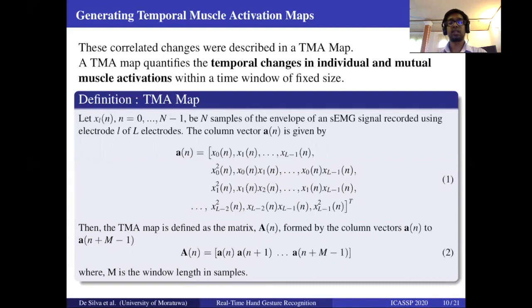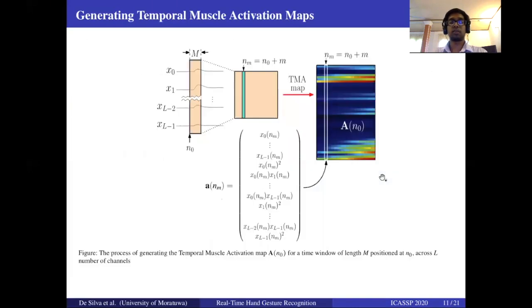And then after we compute these vectors for all the time points in that window, we order or concatenate these vectors according to their temporal order to arrive at our matrix, which we call the temporal muscle activation map. This process is well represented in this illustration.